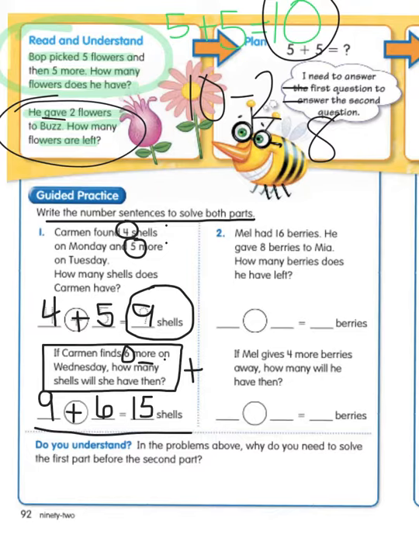Okay, number 2. Remember, this is a 2-part problem. We're using the answer from here to solve down here. Mel had 16 berries. Ooh, you can't see that. 16 berries. He gave 8 berries to Mia. How many berries does he have left?